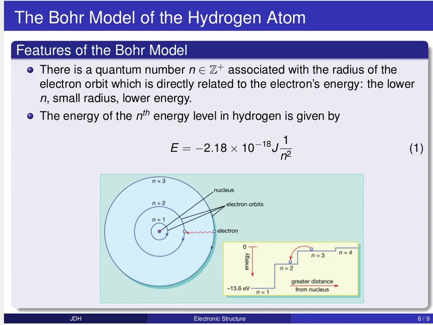And so Bohr went through and assigned a specific quantum number, n, which, as I said before, is going to be some positive integer.